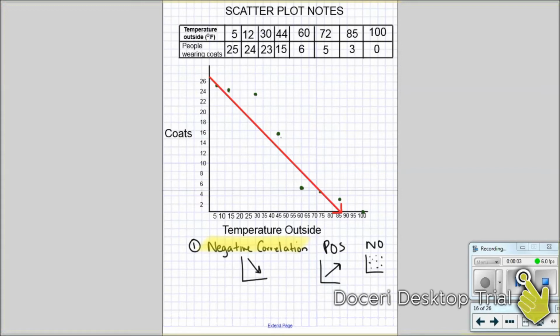Okay? The next thing I want you to do is, if there's any clusters, so remember a cluster is anything that's really close together, any points that are really close together, I want you to circle that cluster. So I'm going to give you about 10 seconds, see if there's anything that you would consider a cluster to circle on your scatter plot.